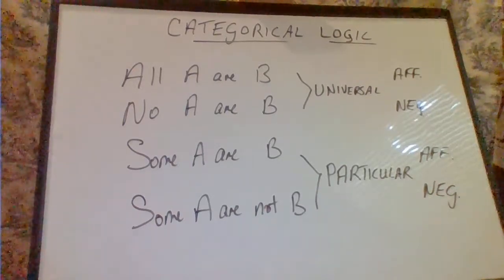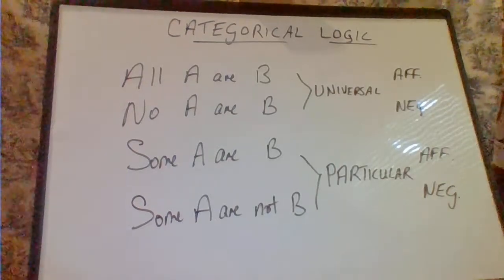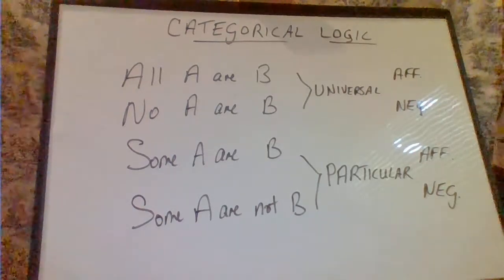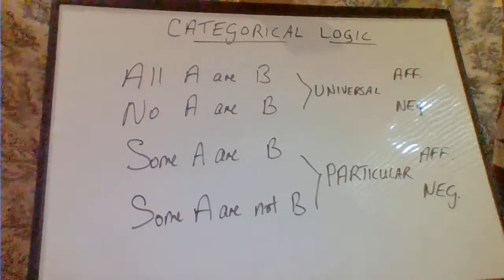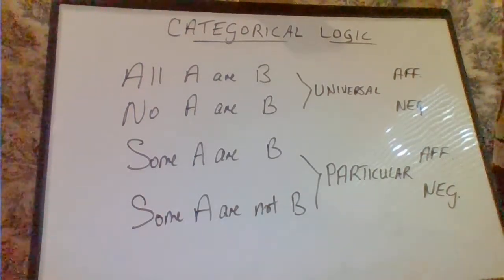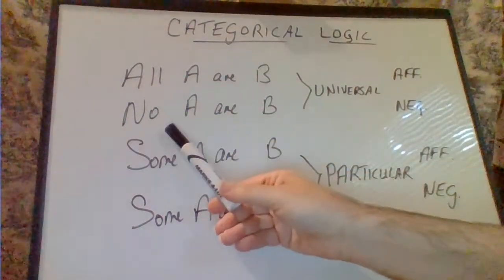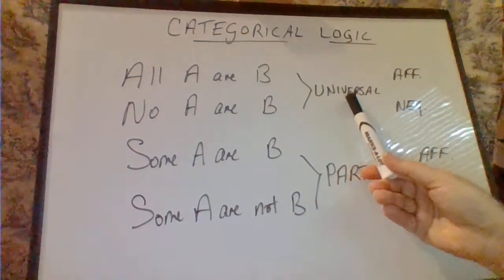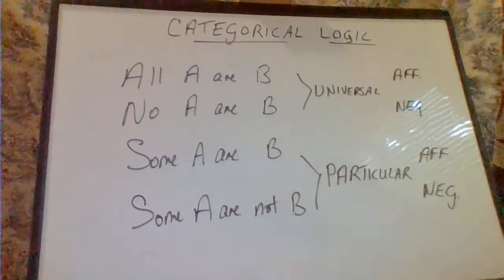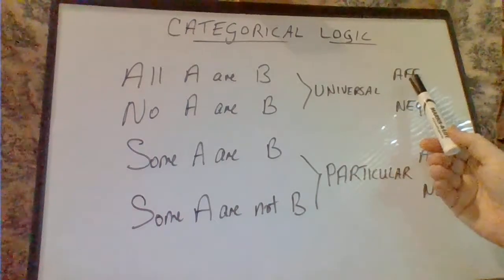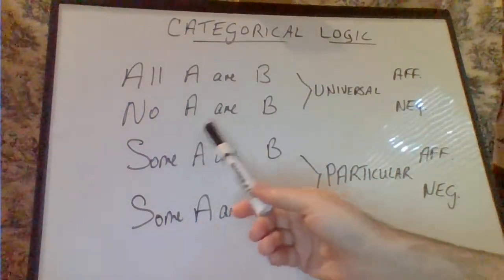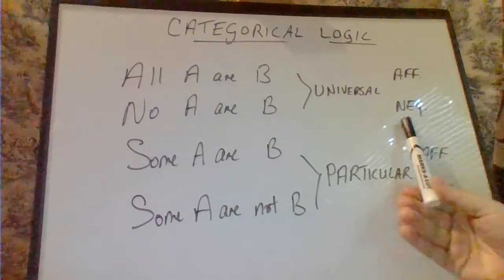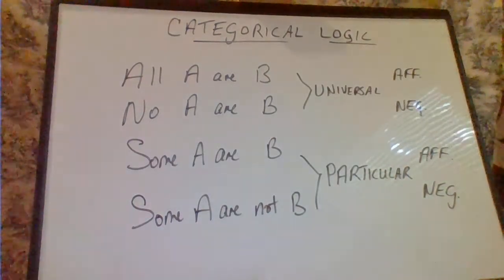So this could be all cats are feline, no dogs are elephants, some elephants are gray, some pigs are not orange, you know, whatever you wanted to fill in with that. So A and B are just your placeholders. But essentially, the first two, because it's all of them or none of them, it's all inclusive or all exclusive, those are referred to as universal claims. And of course, the first one, because it's all of them are, the entire group is, that would be referred to as a universal affirmative, whereas none of them are, no A's are B's, is denying, so it would be a universal negative.